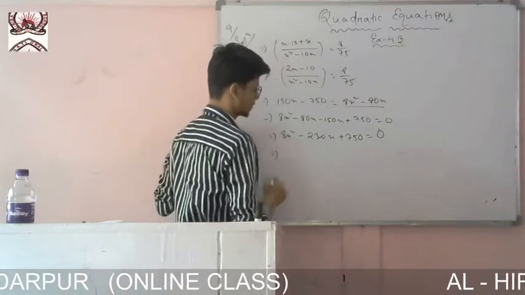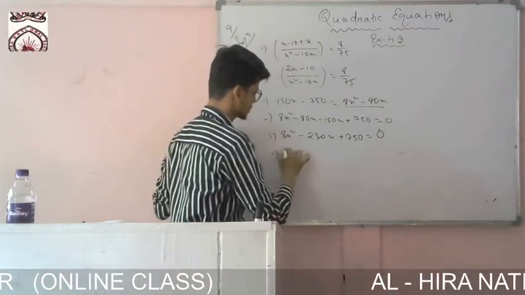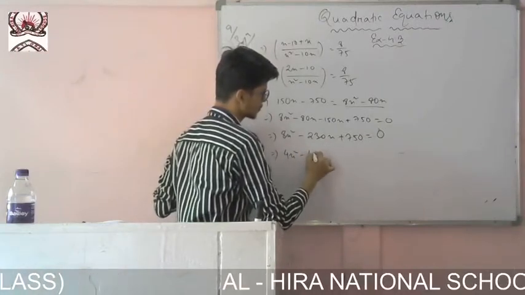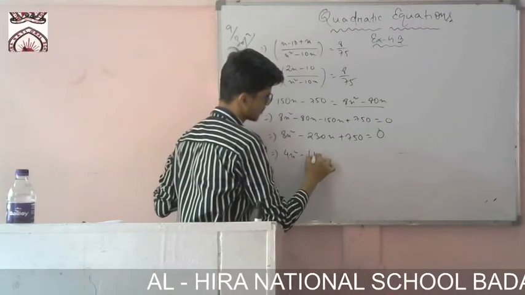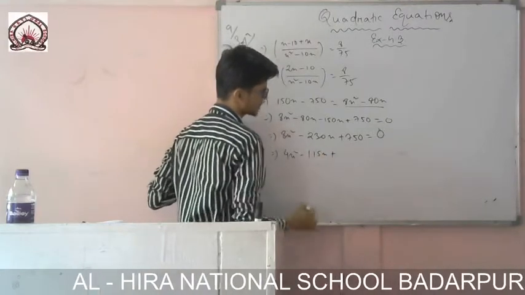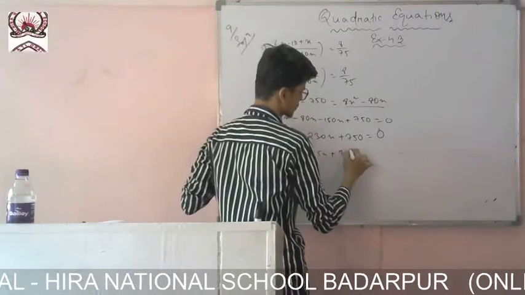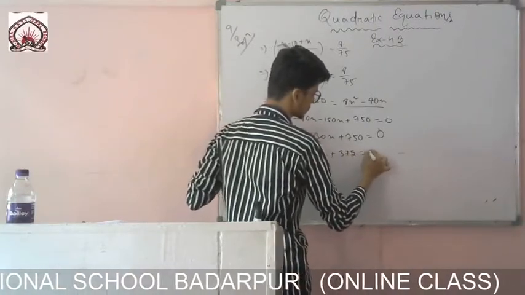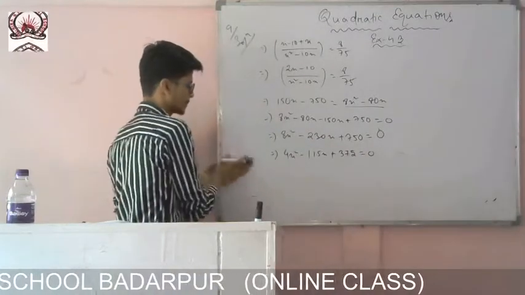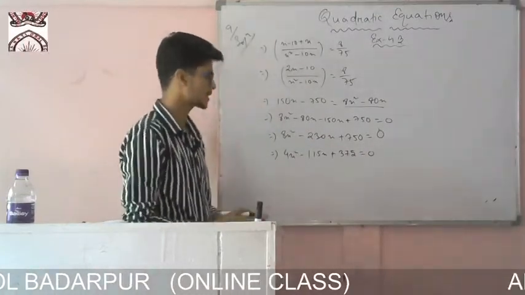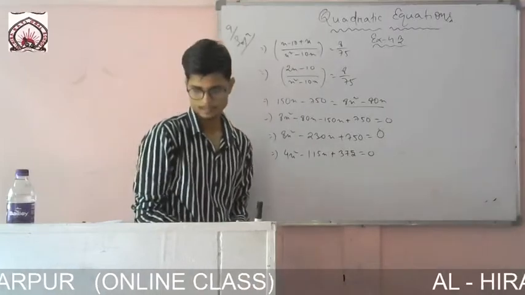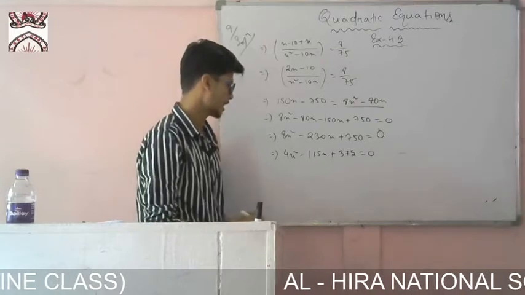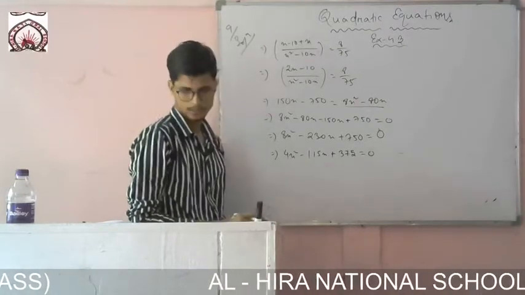So here I can take 2 common, yes, so 2 4s are 8. Let me make it a little easy. 2 1s are 2, 2 5s are 10, plus 2 3s are 6, 2 7s are 14, and 2 5s are 10 equals to 0. So 4x square minus 115x plus 375. So now I'll do middle term factorization.